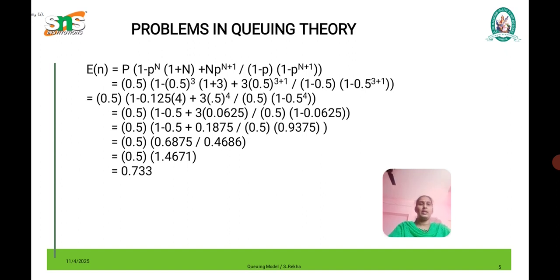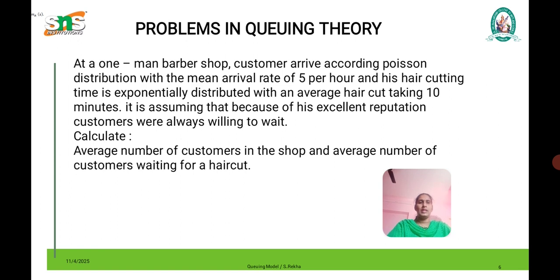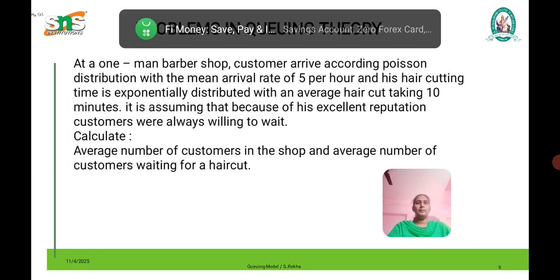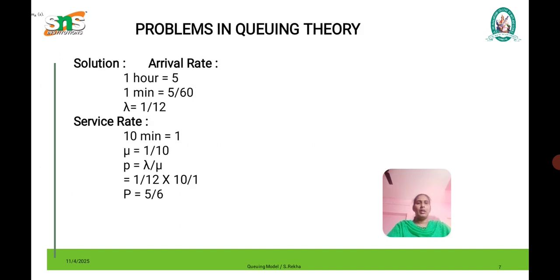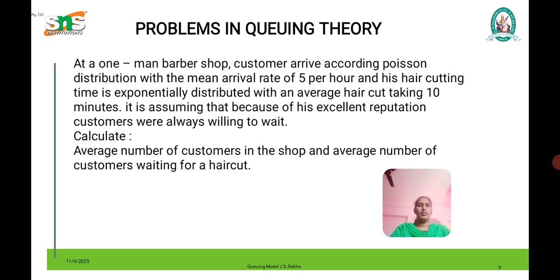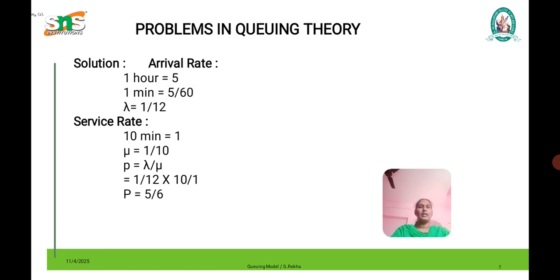Okay. Have you understood how to solve? Let us see another problem. One barber shop has customer arrivals according to the Poisson fashion. The arrival rate is 5 per hour and the cutting time takes 10 minutes. We have to calculate the average number of customers in the shop and the average number of customers waiting for a haircut. Same thing, the arrival rate we are going to calculate as in the previous problem.